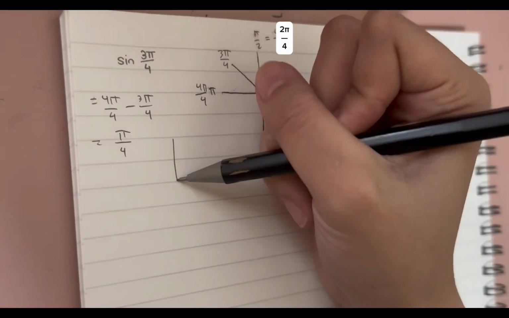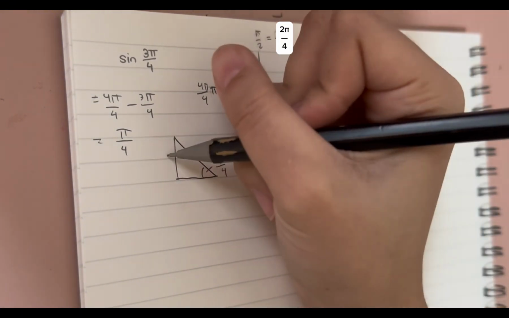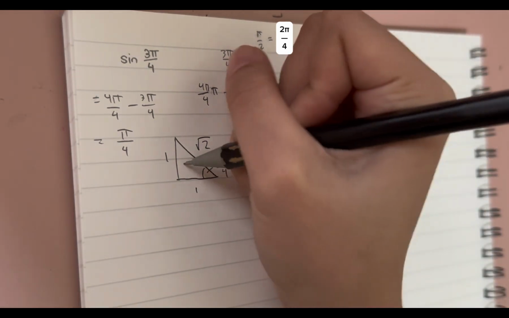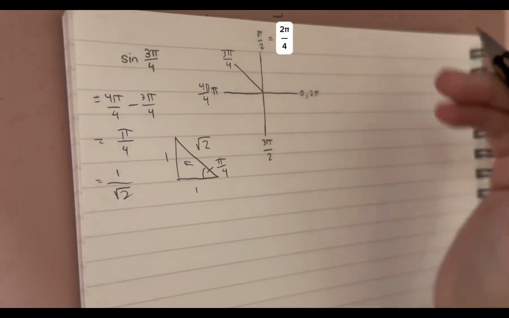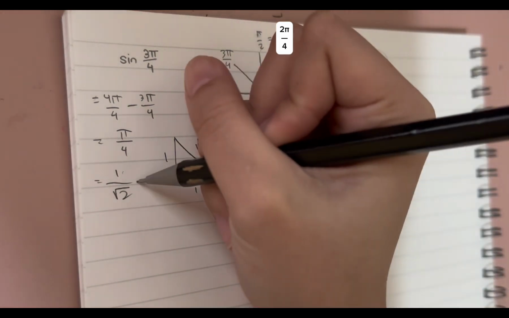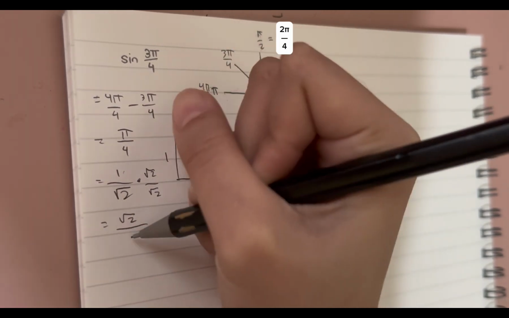Now if we look at this special triangle of pi over 4, it's 1, 1, and root 2. So sine is opposite over hypotenuse, so opposite is 1 over hypotenuse, which is root 2. So now we know that sine of 3 pi over 4 is equal to sine of 1 over root 2. If we rationalize 1 over root 2, we're going to have root 2 over root 4, which is 2.